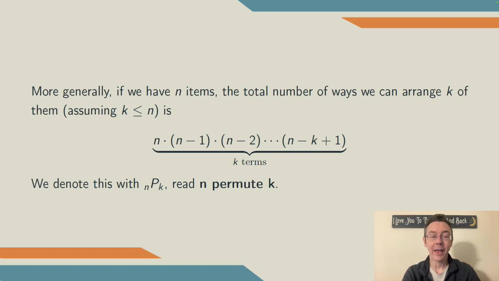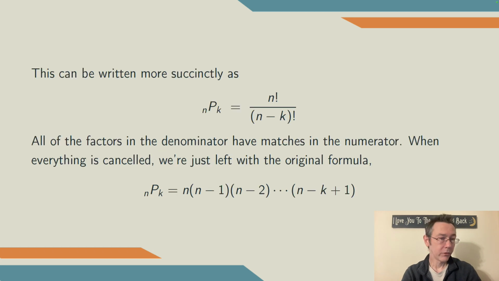We denote this nPk, which we read n permute k. We can write it more succinctly like this, n factorial over n minus k factorial. And if you write out those factorials, everything in the denominator has a match in the numerator. So all the things from the denominator cancel with things in the numerator, and we get left with this original formula.